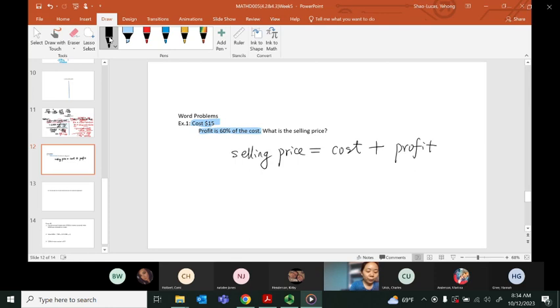I think this is pretty straightforward. You bought something for $15. You want to make $10, so you add $10 to that, and you will have to sell it for $25. So selling price equals cost plus profit. The selling price is what we're solving for. So the selling price equals cost, which we know is $15, plus profit. Now profit, we didn't say $10, we're saying 60% of the cost.